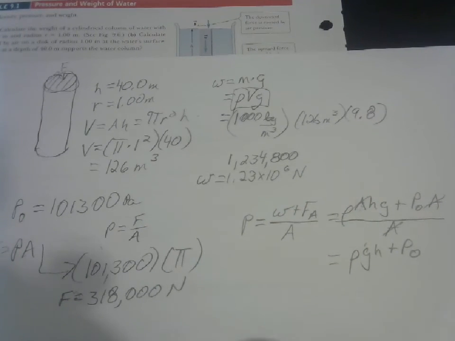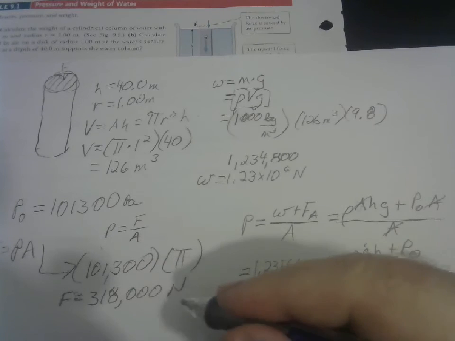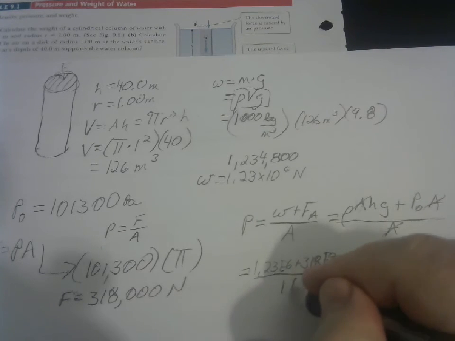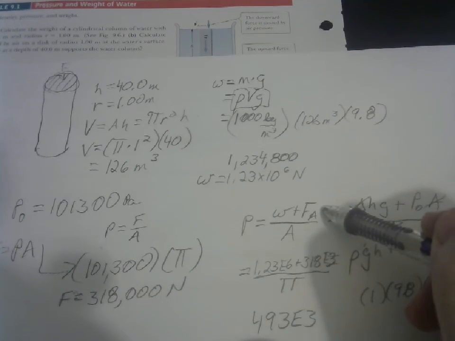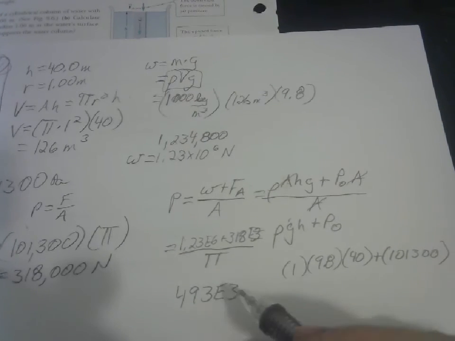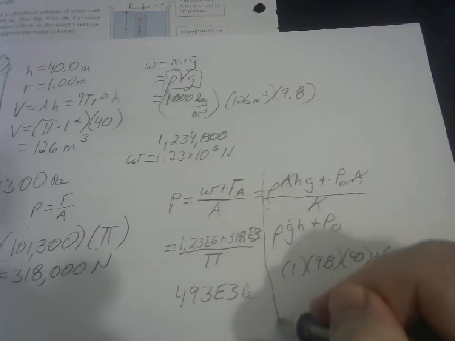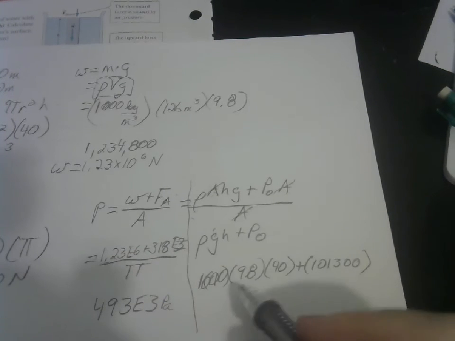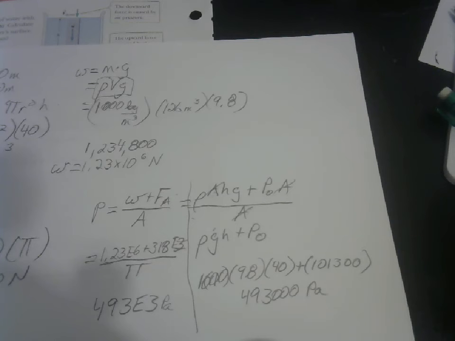Or we could use the things that we've already found. The weight, 1.23 E6 plus 318 E3, divided by pi. So calculating it as weight plus force of air divided by the area, I got 493,000 pascals, which is newtons per meter squared. Over here, using this formula, density is 1,000 kilograms per meter cubed times 9.8 for gravity, height of 40 meters, plus our 101,300 pascals. Also comes out to be 493,000 pascals.